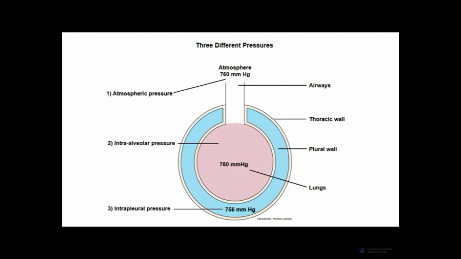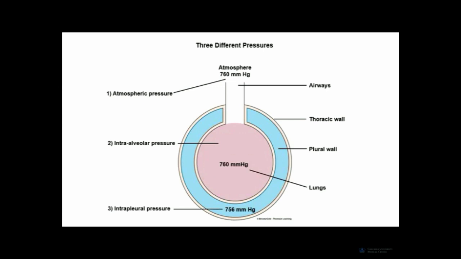In this slide, we have a really simplified diagram of the respiratory system, or the pulmonary system rather. The pink circle represents the intra-alveolar space, so all of the intra-alveolar spaces of the lungs.